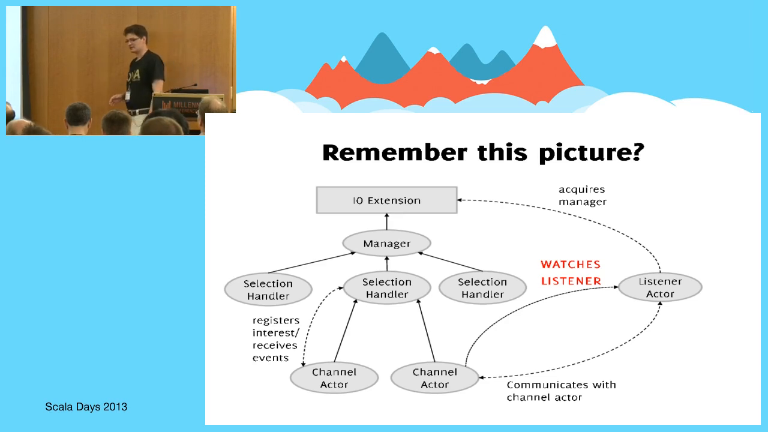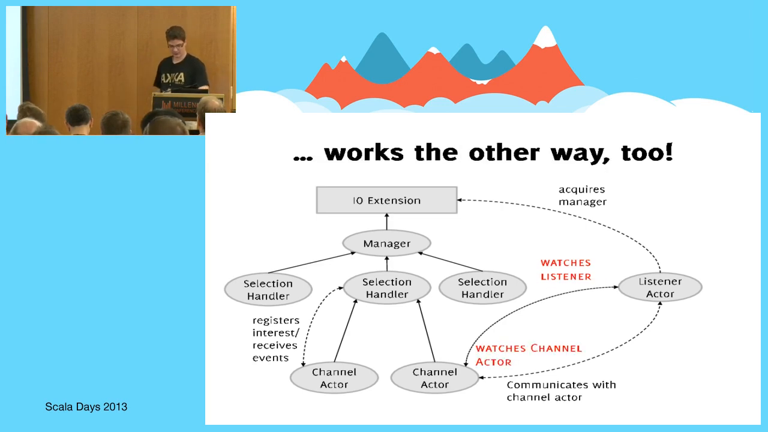And if you remember this image, there was a nice link here, which I now emphasize more, that the channel actor actually watches the listener actor. This is very cool. If the listener actor in any way goes down with a failure and just disappears, then the channel actor gets immediately notified and it can close everything up. No need for explicit resource cleaning up. It just works naturally.